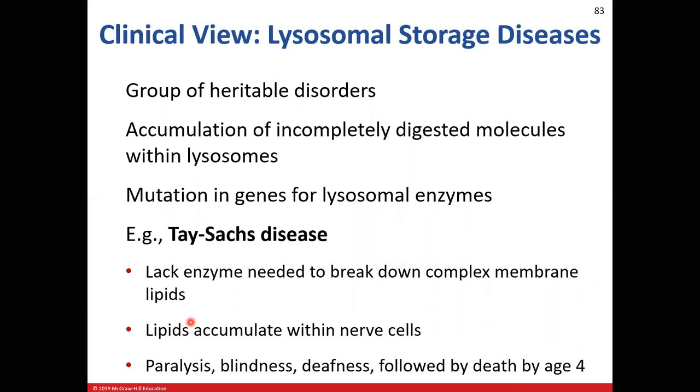If we look at a little bit of a clinical view, we look at some lysosomal storage diseases. These are typically a group of inheritable disorders. We have an accumulation of incompletely digested molecules within the lysosomes, which arises from mutations in the genes of our lysosomal enzymes. For example, we have Tay-Sachs disease. In Tay-Sachs disease, we have a lack of the enzyme that's needed to break down complex membrane lipids. Because we're not breaking down lipids in the amount that we need to, lipids begin to accumulate within the nerve cell. The accumulation of lipids and fats within the nerve cell slows the function down until we slowly get to paralysis, blindness, deafness, and then oftentimes death by the age of 4.